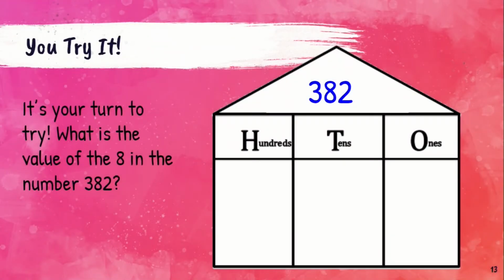All right, this time it's your turn to try it. The number is 382, and I want you to find the value of the digit 8 in that number. So go ahead and set up your place value house, and you are working on the number 382. I want to know what is the value of the 8 in that number.